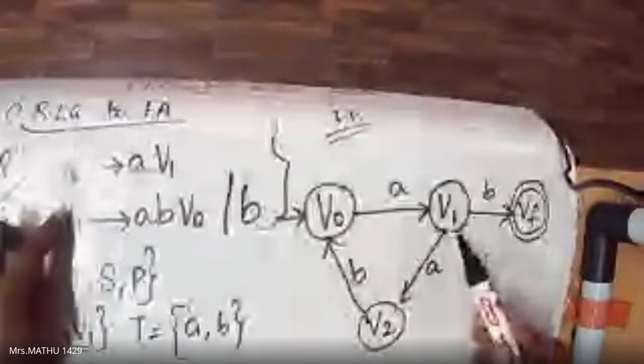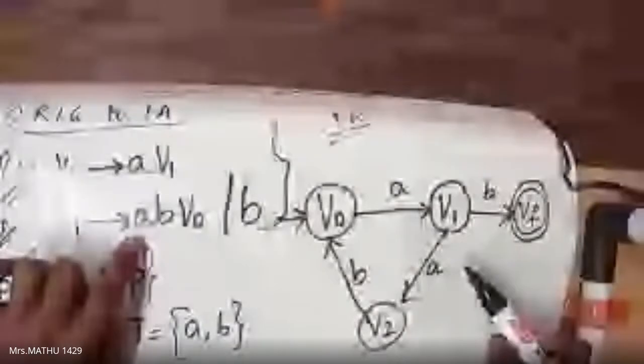Okay, so the variables that are present in the production are to be converted into states. The terminal we are going to convert into the input symbol in the finite automata. So from V0 on input A, it goes to V1, and then from V1 on input A and B, after reading A and B, it goes to V0.